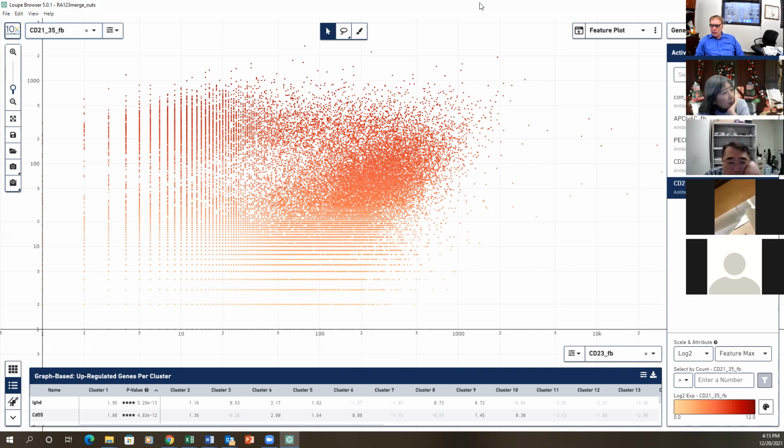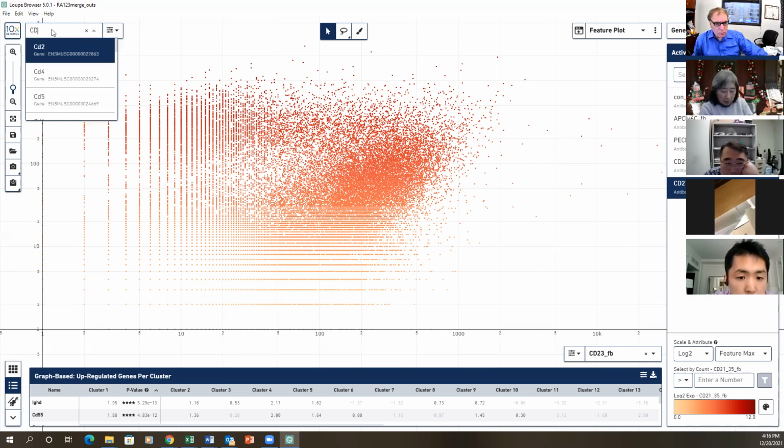All right, so the marginal zone are on the top, and this big ball here is FO, naive. Yeah, FO. Sort of looks right. Yeah, let me change to CD95.